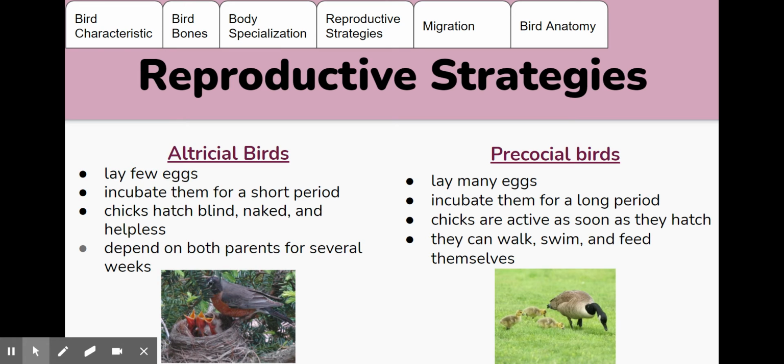Then there's precocial birds. They lay a lot of eggs. They incubate them for a longer period of time, and the chicks are active as soon as they hatch. They can walk, swim, and feed themselves.